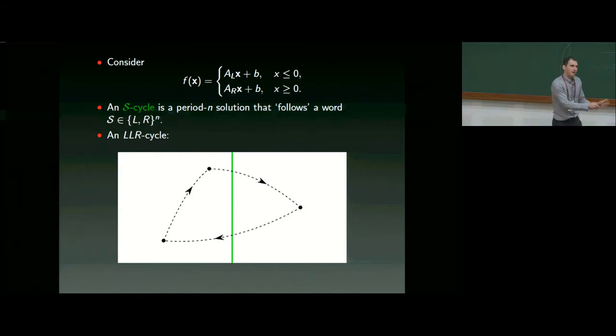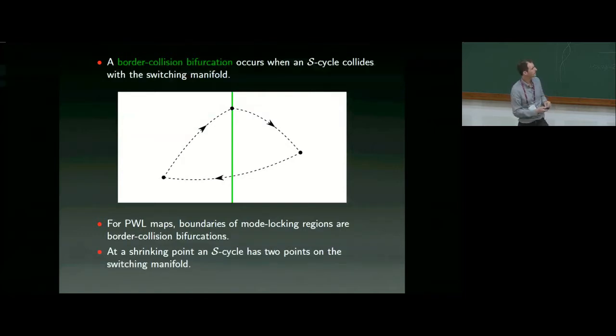Okay, so as I vary parameters, one point of my periodic solution could collide with the switching manifold, and that's called a border collision bifurcation. And so the boundaries of the mode locking regions are border collision bifurcations. And so at a shrinking point, you've got two boundaries intersecting. So at a shrinking point, you have an S cycle with 2 points on the switching manifold.